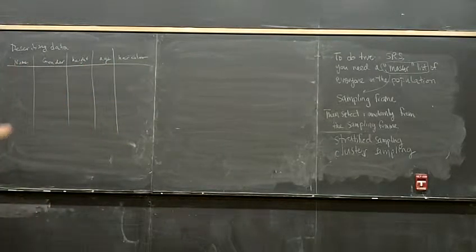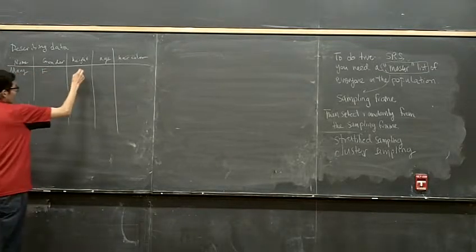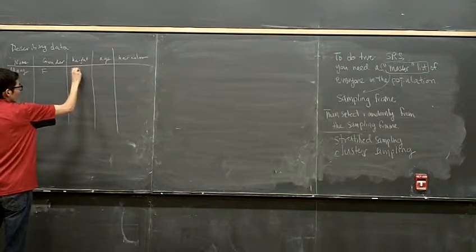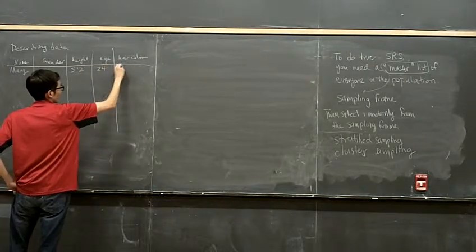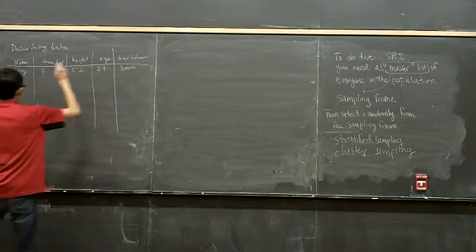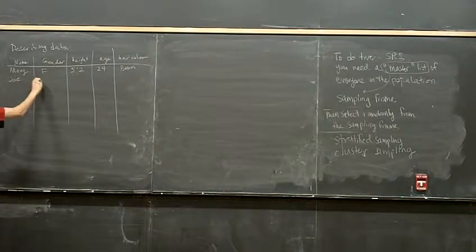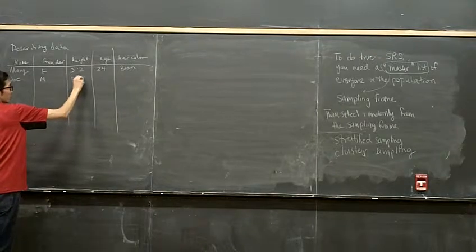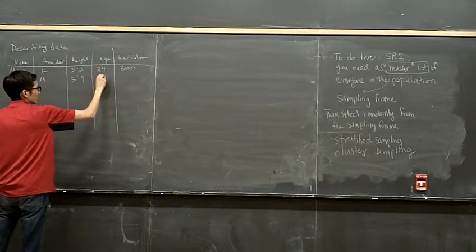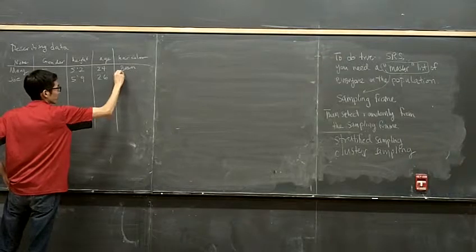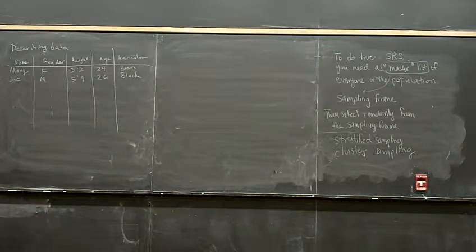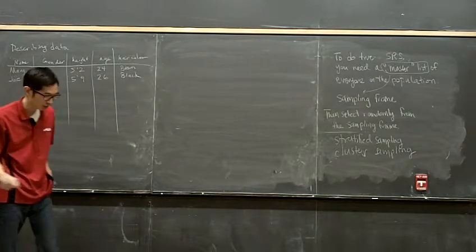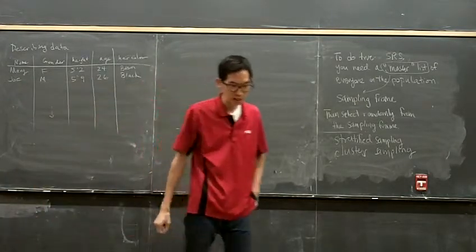It doesn't matter, but let's say we have Mary, female, 5'2", age 24, hair color brown. Joe, male, 5'9", 26, black hair, etc. We can imagine gathering a data set like this.